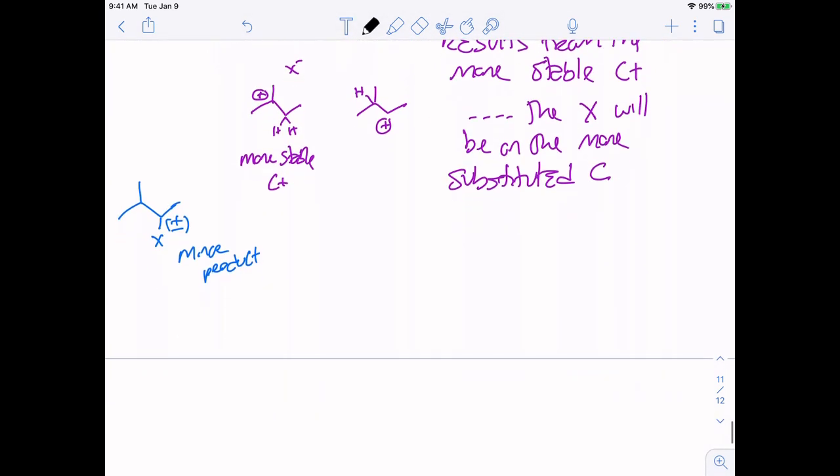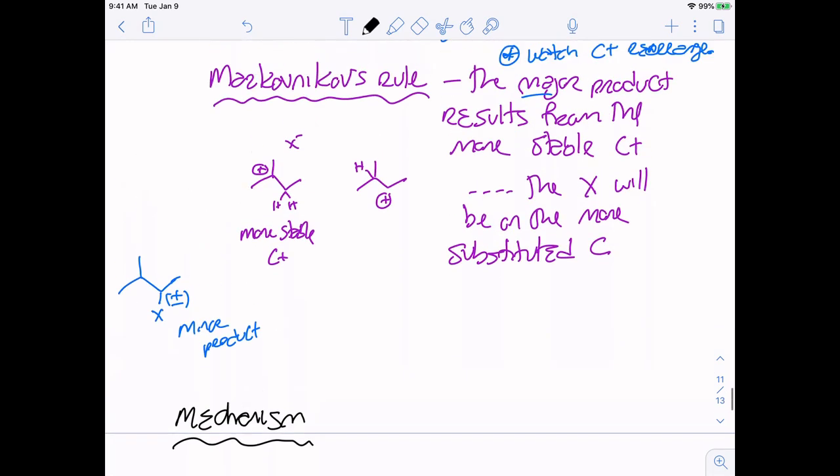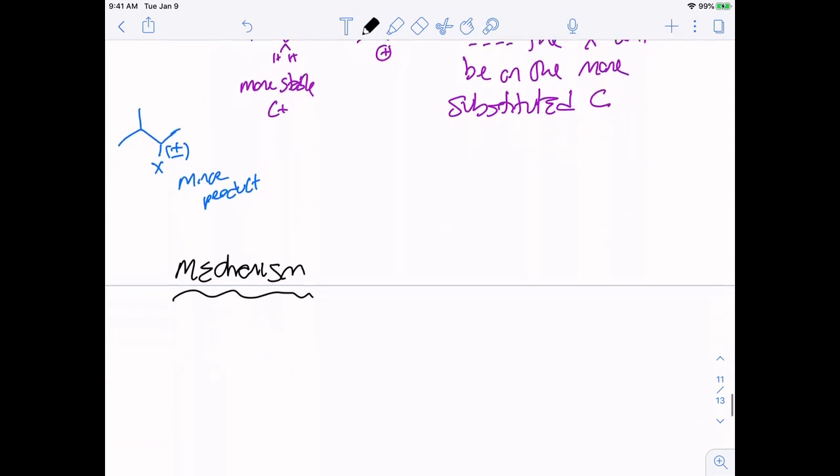So our mechanism, don't think I told you what X could be. X can be chlorine, bromine, or iodine. Sometimes chlorine isn't an option, so I want to try to remember to always tell you so you know. So our mechanism.